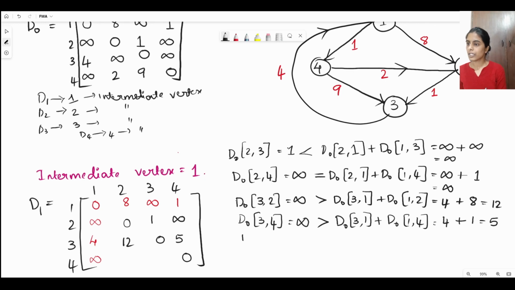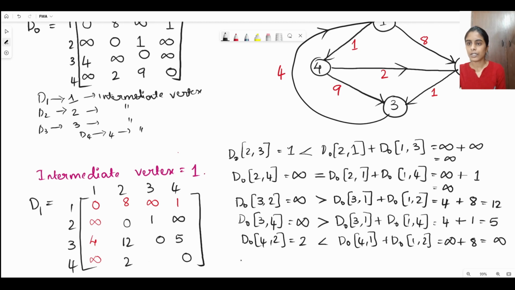Similarly, if we see d0 of 4 comma 2 is equal to 2. So 2, and d0 of 4 comma 1 plus d0 of 1 comma 2, that is equal to 4 comma 1 is infinity and 1 comma 2 is 8. So that is again equal to infinity. Clearly this is lesser, so we give 2.